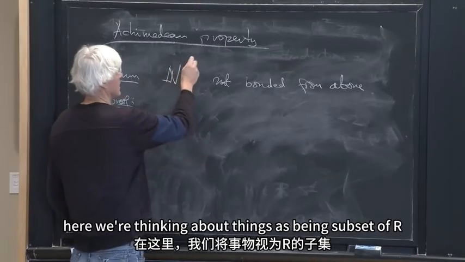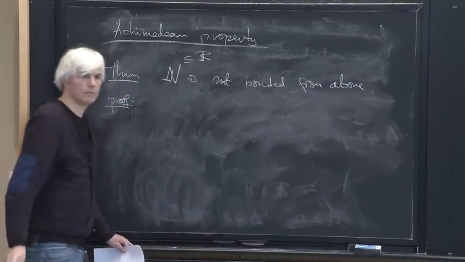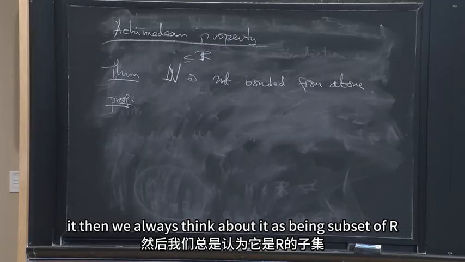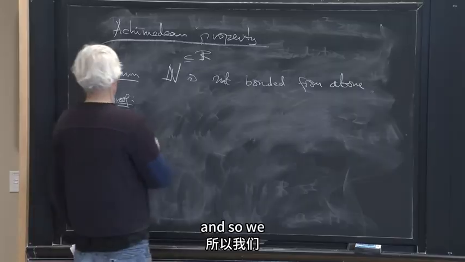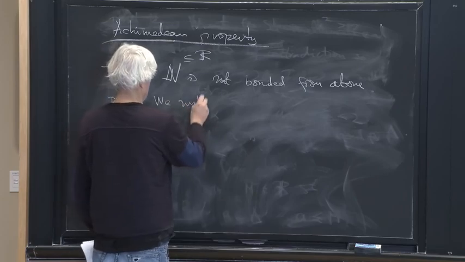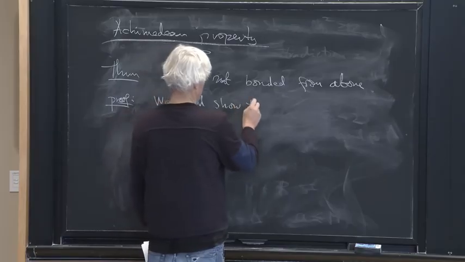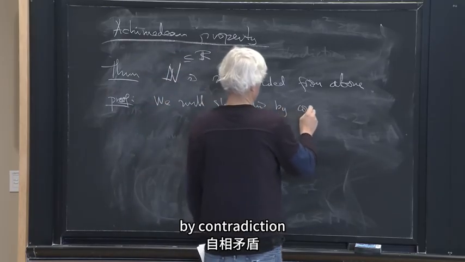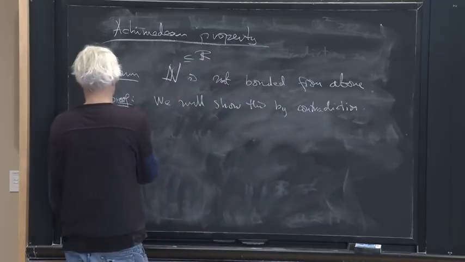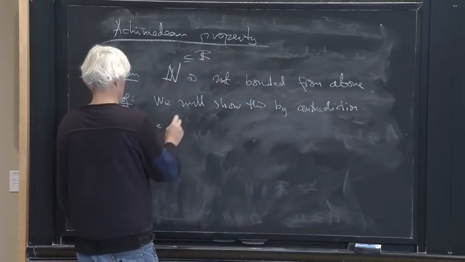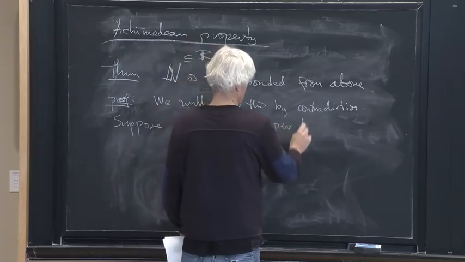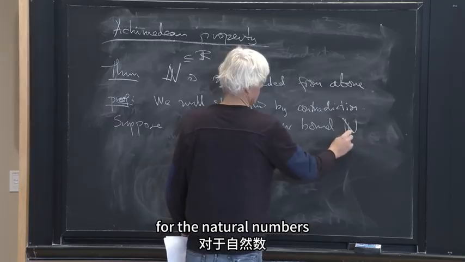So again, here we're thinking about things as being subsets of R. When we don't really mention it, we always think about it as being a subset of R. And so we will show this by contradiction. So suppose alpha is an upper bound for the natural numbers.